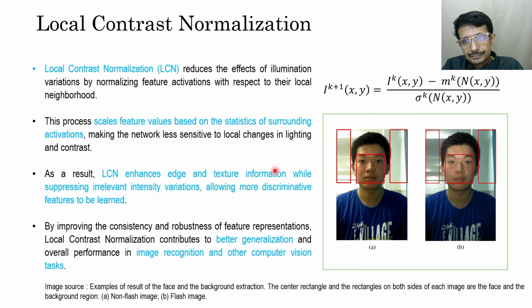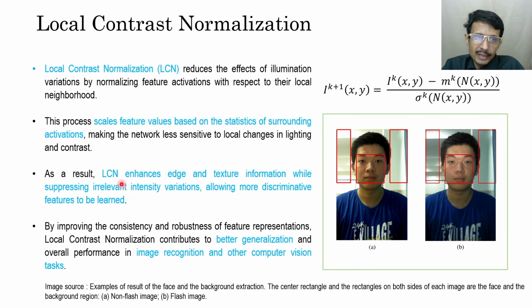Okay, now see. So local contrast normalization reduces the illumination variation. That you see. This is a low light condition. This is a bit where light is high. It reduces the effects of illumination variation by normalizing feature activation with respect to the local neighborhood. So this process scales feature values based on the statistics of surrounding activation, making the network less sensitive to local contrast. Generally, they put this equation: I of x minus m of k, over standard deviation of k.